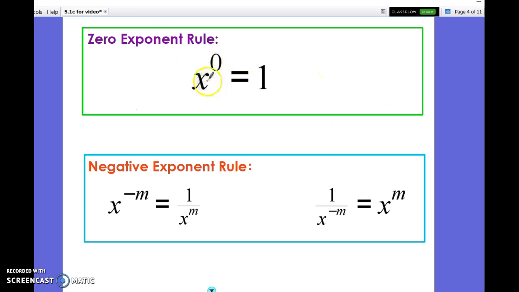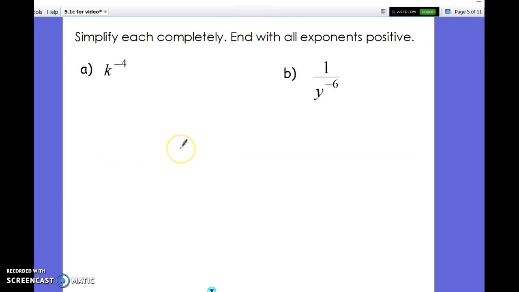So in general, anytime you have something raised to the 0 power, it equals 1. Anytime, every single time. That's the easiest exponent rule there is. Then we have the negative exponent rule. So if we have x to the negative m, that's the same as having 1 over x to the positive m. Also, or vice versa, if we have 1 over x to the negative m, that's equal to x to the m power. Okay, so basically if it's negative, you just put it on the opposite side of your fraction, and that makes it positive. Let's practice using these rules a little.